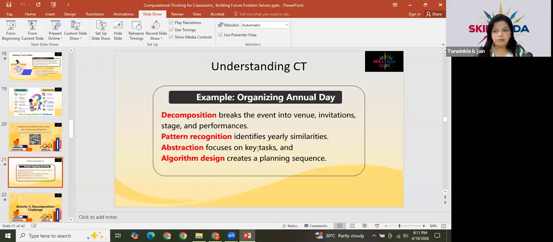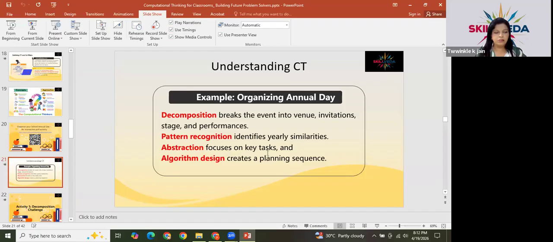This is called decomposition. Pattern recognition identifies yearly similarities. Last year, how they have done, go and see that record, then you will be knowing. Last year, who were all the persons whom we contacted for support? So find out, check with that person. That's called pattern recognition.